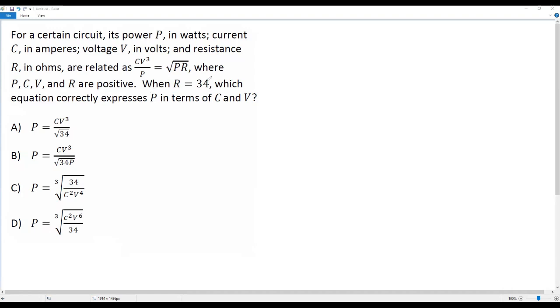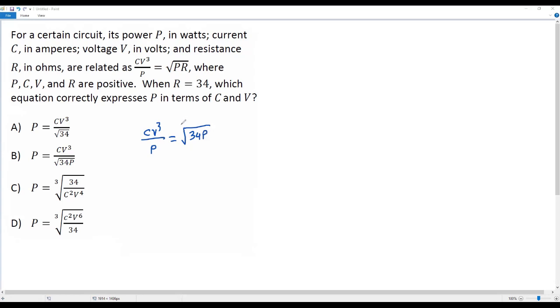That is, we have to plug in this 34 for R in this equation and solve for P. Okay, now let me plug in this 34 for R in this equation. Then we get C times V cubed divided by P equals, when I plug in 34 for R over here, 34 times P.